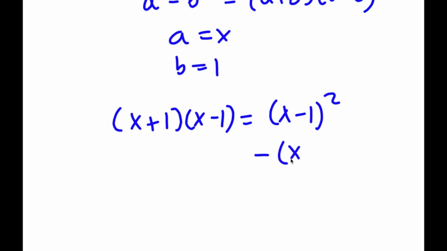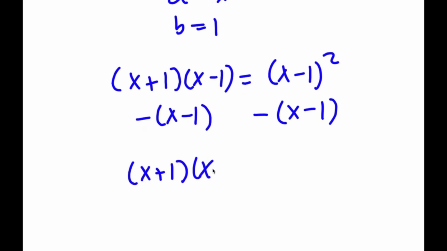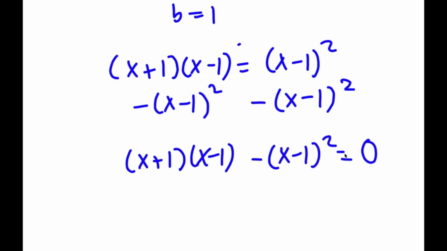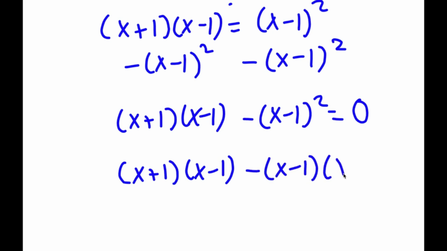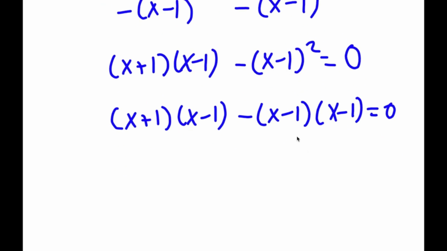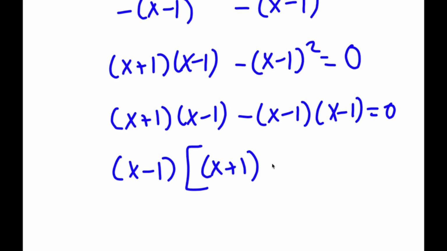Now, if I subtract x minus 1 squared from both sides, I get x plus 1 times x minus 1 minus x minus 1 squared is equal to 0. Now x minus 1 squared, that's the same thing as x minus 1 times x minus 1. Now if I factor out x minus 1 from this, I get x minus 1 times x plus 1 minus x minus 1. This is equal to 0.